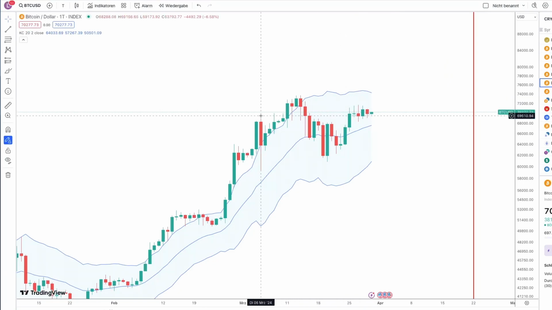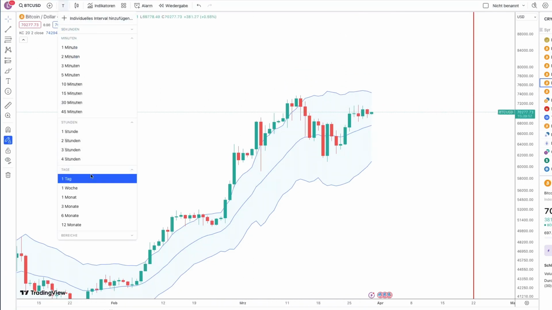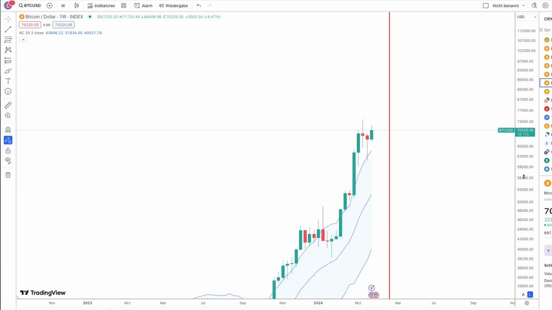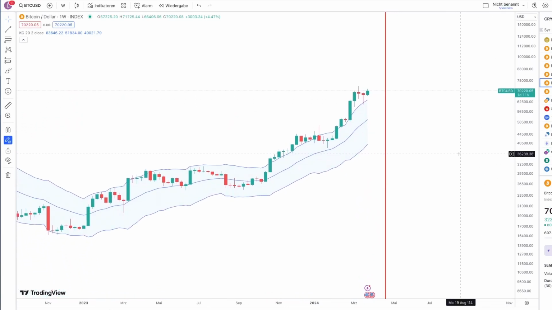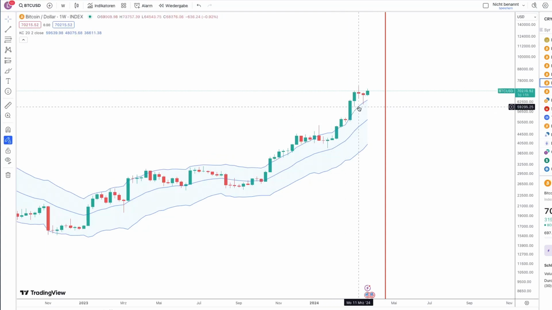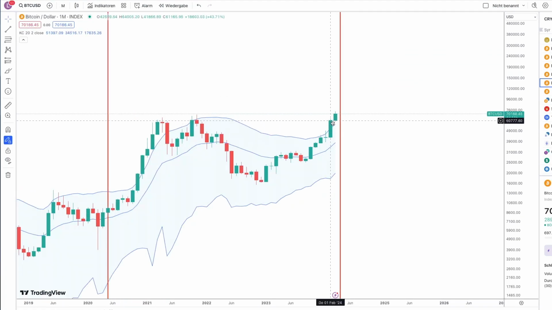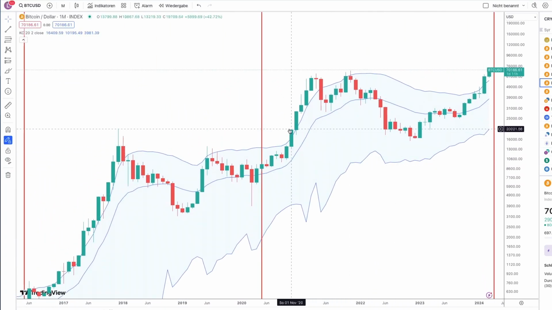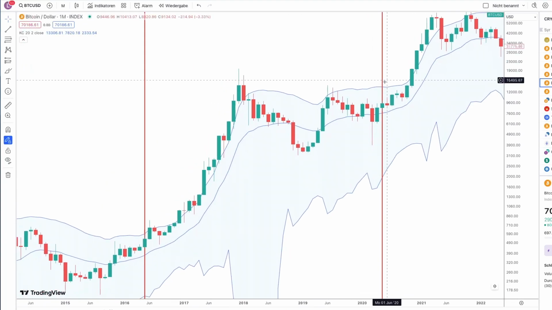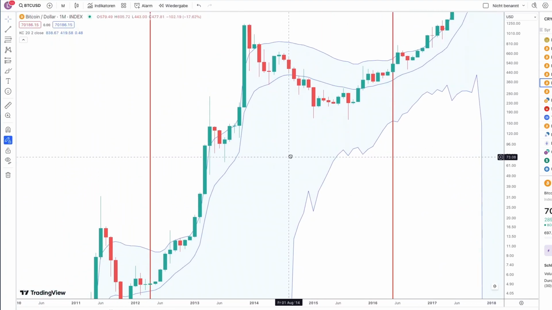Now let's have a look on the weekly chart with the Keltner channels. As we can see, we have weekly candle closes above the Keltner channels. So this is a very bullish sign and we can expect further continuation to the upside. Even on the monthly chart, we see that we have monthly candle closes above the upper line of the Keltner channels. And this is, at least for me, a clear indication that we are in a full bull market mode, because every time we had here the monthly candle closes above the upper line, we saw explosive moves to the upside. This is the case for every bull market.